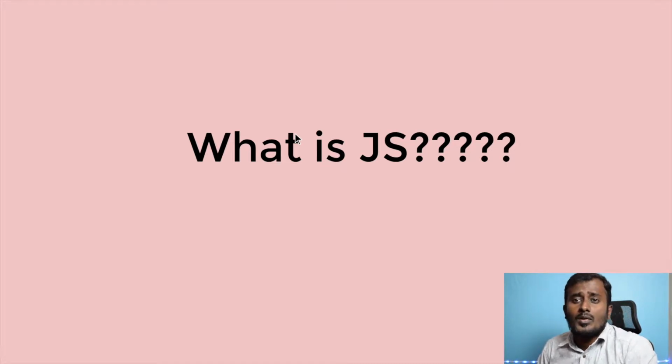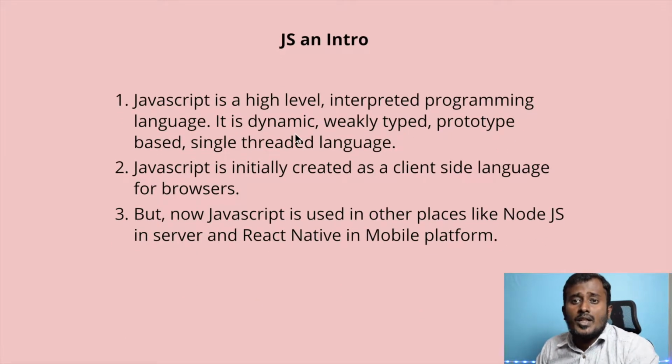Today we are going to learn about what is JavaScript. JavaScript is a high-level interpreted programming language. It has several characteristics. It is dynamic, weakly typed, prototype-based, single-threaded language. And initially JavaScript was created as a client-side language for browsers, but now JavaScript is used in backend as well as in mobile app development.